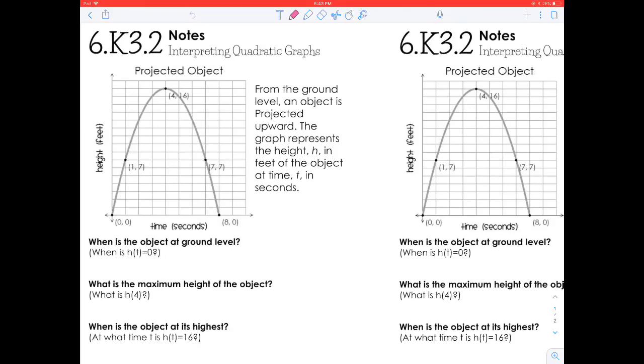Hello everybody, this is Miss Martinez again. We are going to talk about interpreting quadratic graphs today. So what exactly do these quadratic functions represent, and how can we describe them in terms of their context, so anything real world.